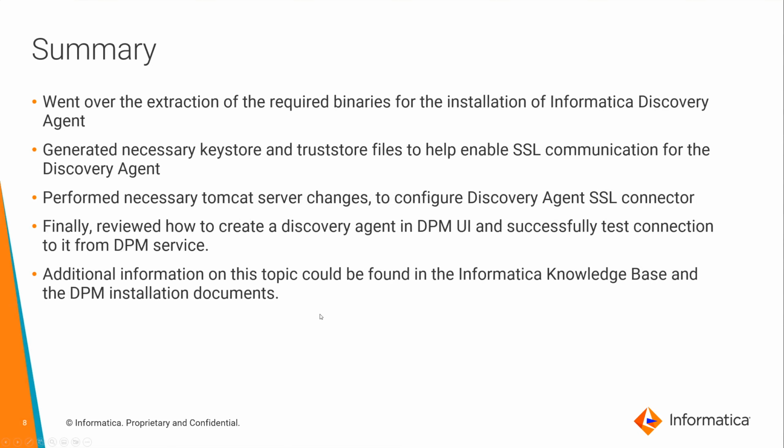To summarize, we went over the extraction of the required binaries for the installation of the discovery agent. We generated the necessary SSL keystore and truststore files to help enable TLS communication for the discovery agent. We performed the necessary Tomcat server changes in the server.xml file to configure the responsible connector. We finally reviewed how to create a discovery agent in the DPM UI and successfully test the connection to it from the DPM service. For additional information on this topic, kindly refer to the Informatica knowledge base and also the DPM installation documents for your respective versions.